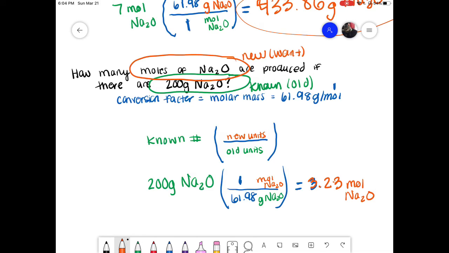And then your setup is the same as it's always been for your conversions. You start with your known number up front. In your parentheses is going to be your conversion factor with your new units, what they want your answer in, up top, and your old units on the bottom.